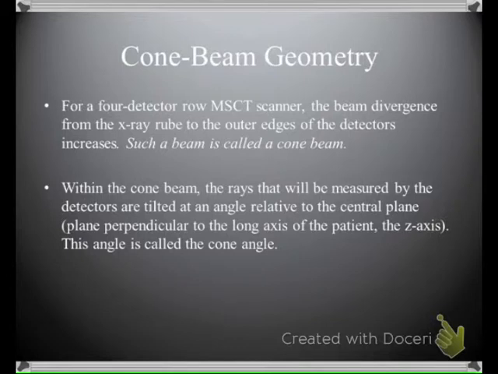So, cone beam geometry. For a 4 detector row multi-slice CT scanner, the beam divergence from the X-ray tube to the outer edges of the detectors increases, and such a beam is called a cone beam. Within the cone beam, the rays that will be measured by the detectors are tilted at an angle relative to the central plane, or perpendicular to the long axis of the patient. This angle is called the cone angle.